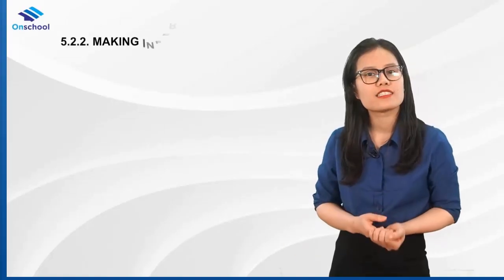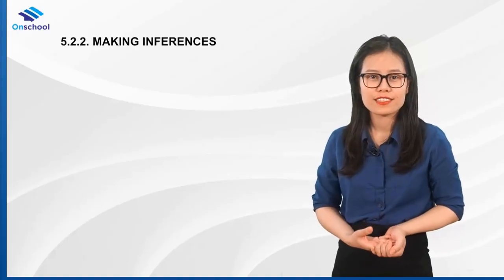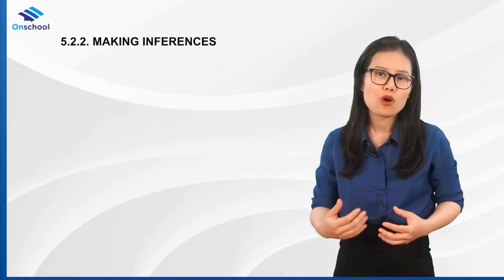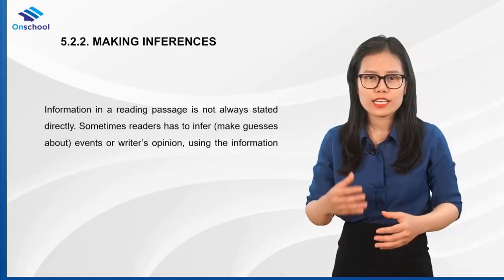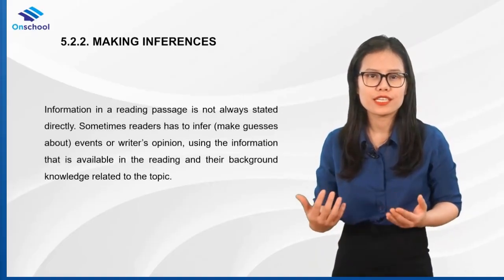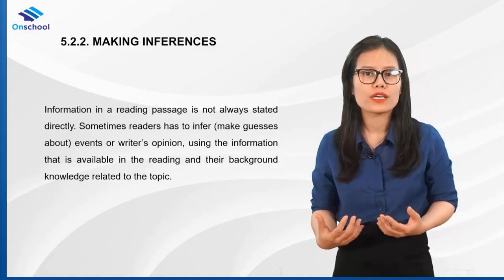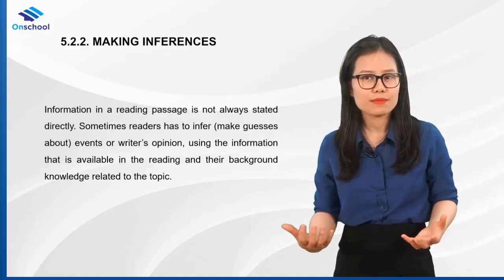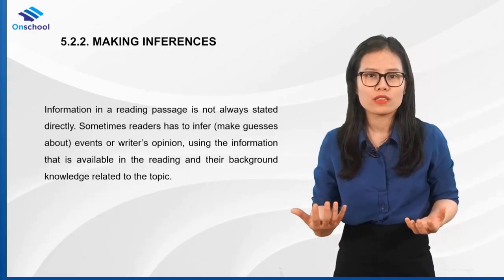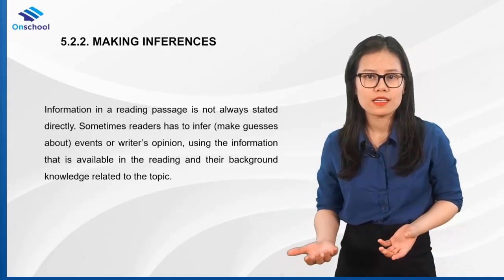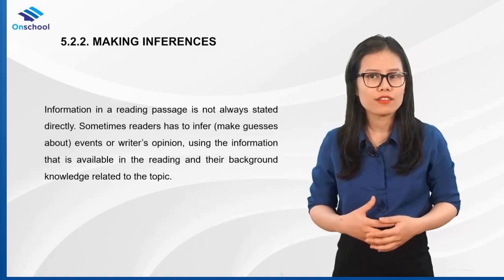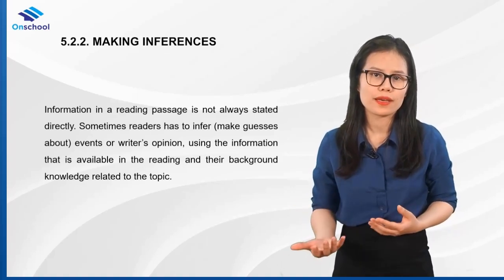Now let's move to the second skill. It is making inferences. You have learned this skill in the previous lesson, and today we will have more practice in it. So let's review a little bit. Making inferences means information in a reading passage is not always stated directly, and sometimes the reader has to infer, or make guesses about the events or writer's opinions. And they have to use information that is available in the reading or their background knowledge related to the topic.